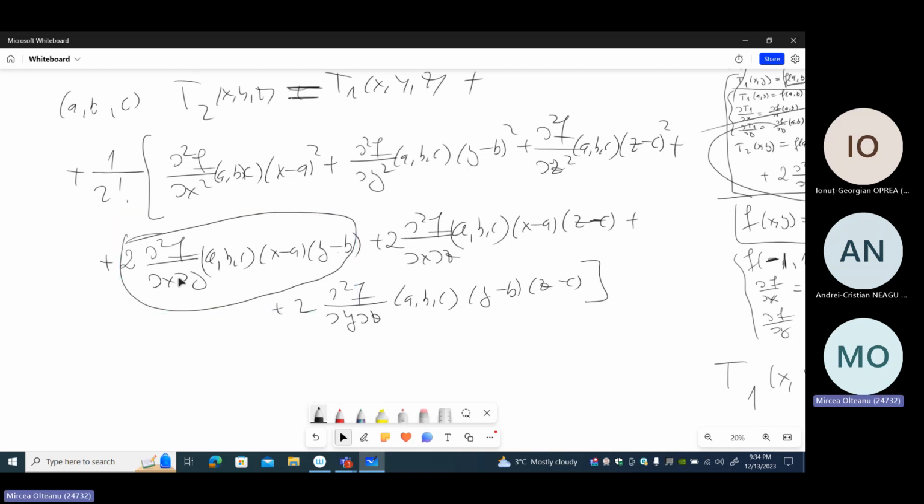Because here we need to write all the second order partial derivatives, but all the time 2 of them are equal, yes? And that's why you have 2 times. Okay.